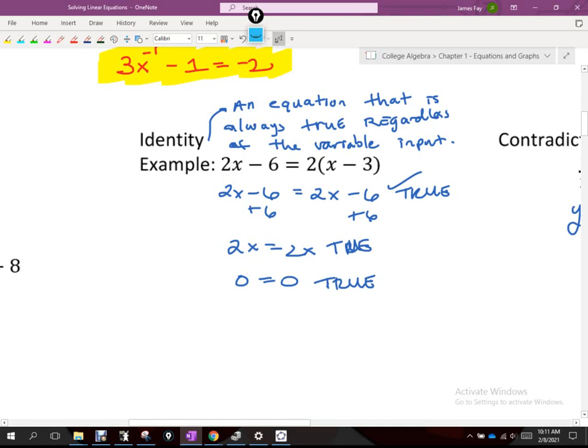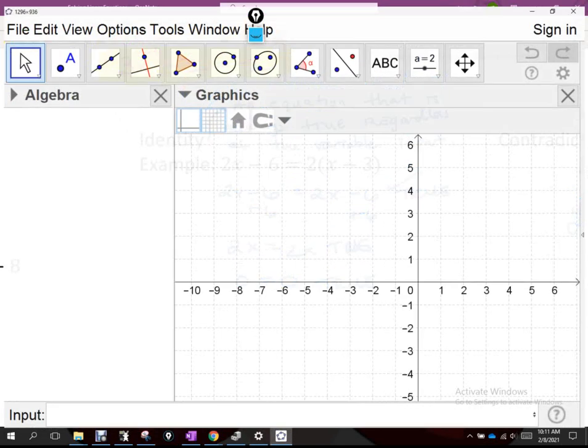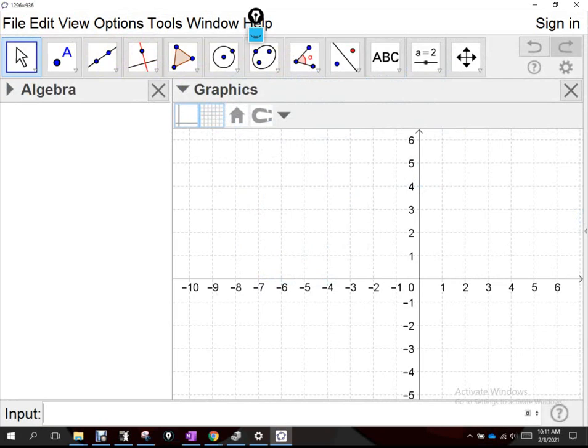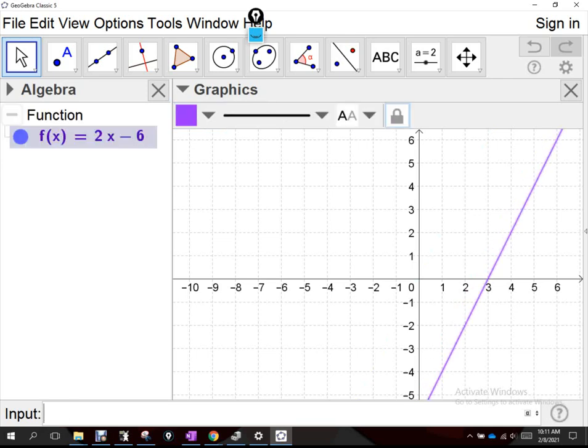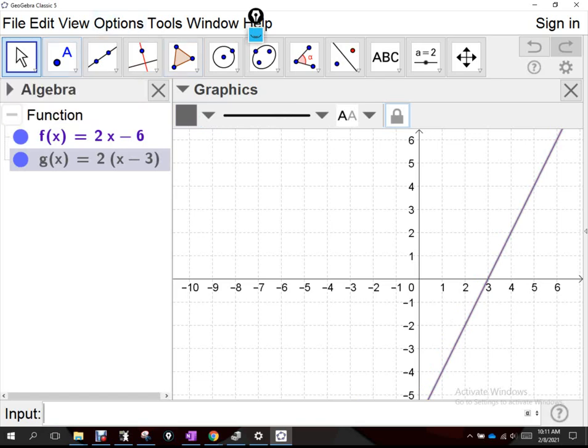Okay, but if we go back to algebra 1, you guys were learning how to solve systems of equations, or you might have been talking about parallel lines and that kind of stuff as well. If I type in 2x minus 6, I get that. If I type in 2 times the quantity x minus 3, is it the same thing? Yes, it is.